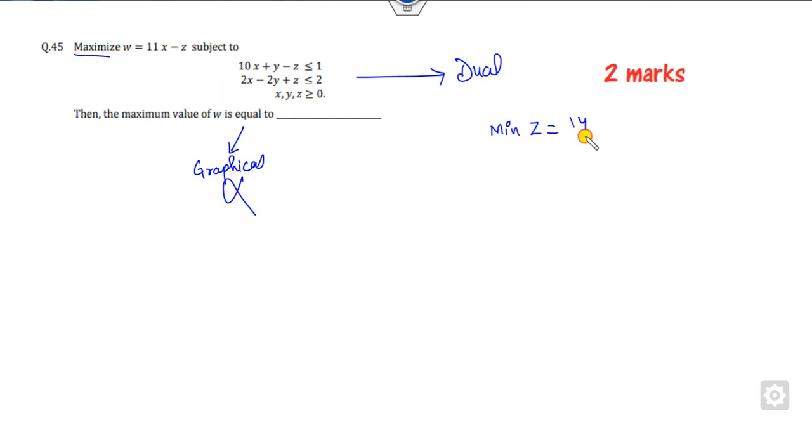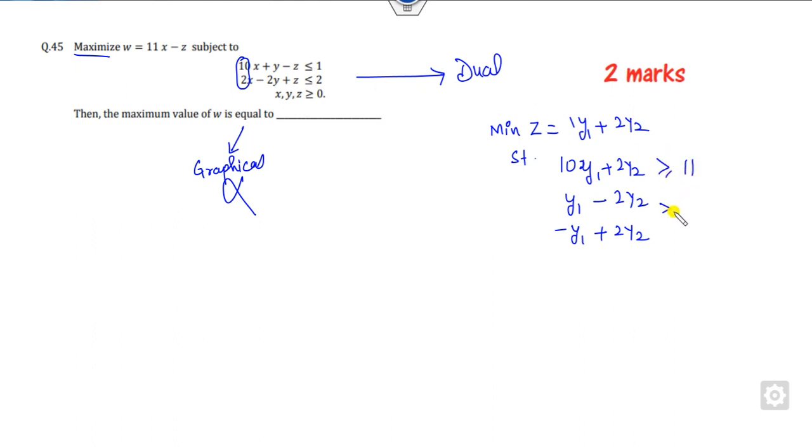So that will be my 1y1 plus 2y2. What is the first constraint? 10y1 plus 2y2. Second one is plus y1 minus 2y2. And the third one is minus y1 plus 2y2. And since these are the constraints, it is 11, the coefficient of y is 0, this is my minus 1. Now it's a 2 variable problem, now you can easily draw the graph of this.